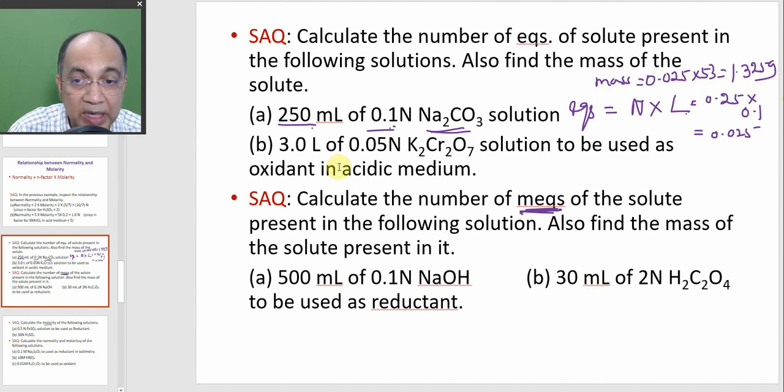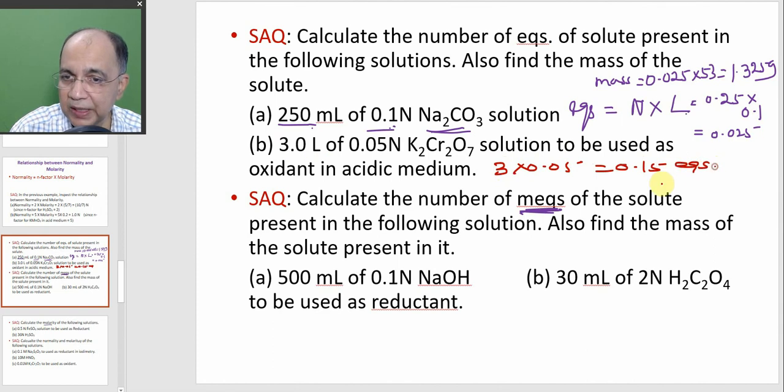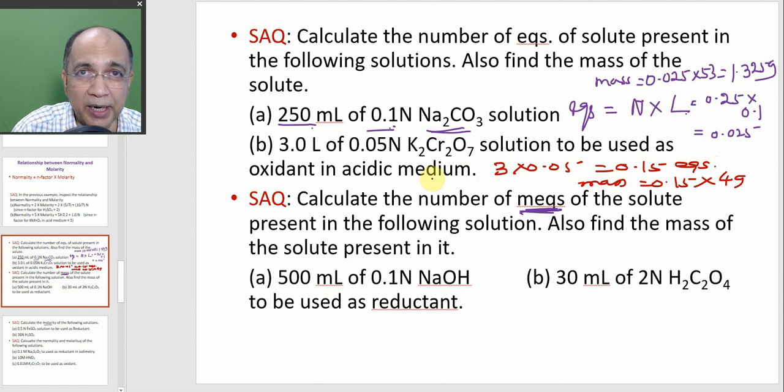Similarly, you can find out 3 liters of 0.05 N potassium dichromate is how many equivalents and how many gram. You can do it here. So 3 into 0.05, it is already in liter. So this is 0.15. This is equivalents. Then mass is equal to 0.15 into equivalent mass, it is 49. You remember potassium dichromate's molecular mass was 294 and the N factor was 6. 294 by 6, it was 49. So this will be the mass of the solute amount present in 3 liters of 0.05 N potassium dichromate.